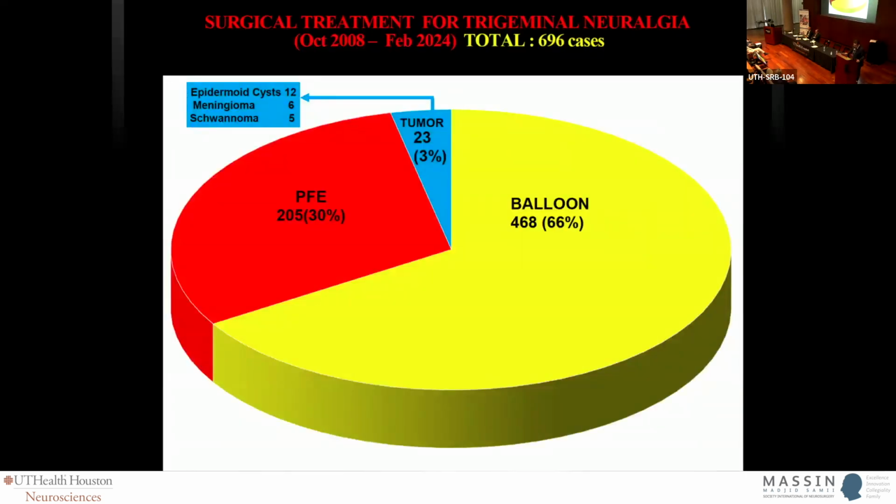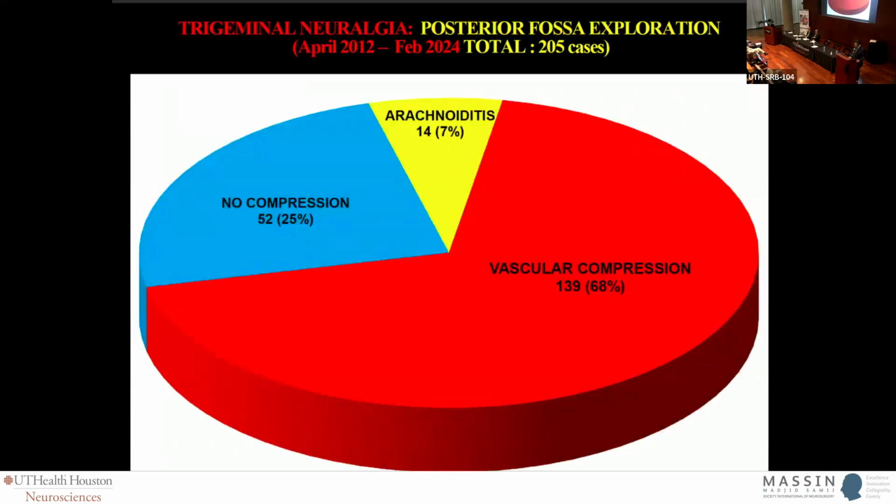My casuistry between 2008 and 2024 is 69 cases, and I have done 468 balloon compressions, 23 cases of tumor, most of them epidermoid cysts, and posterior fossa exploration in 205. In my posterior fossa explorations, severe vascular compression in 139, arachnoiditis in 14 cases, and no compression or very low-grade compression in 25%.